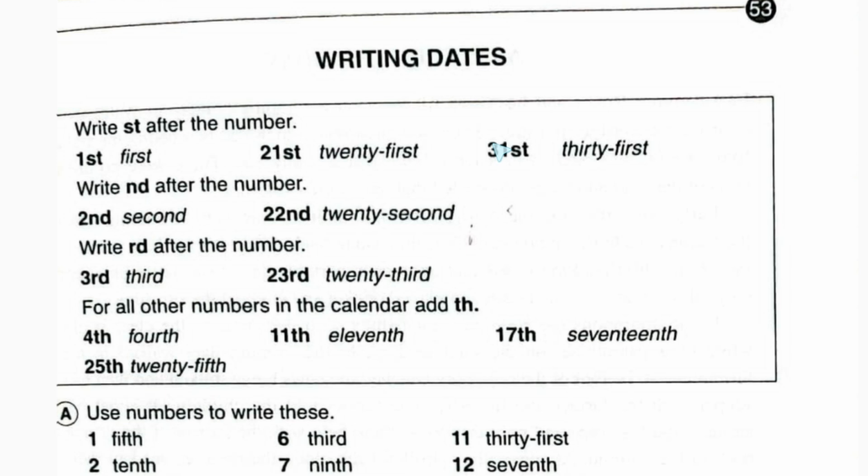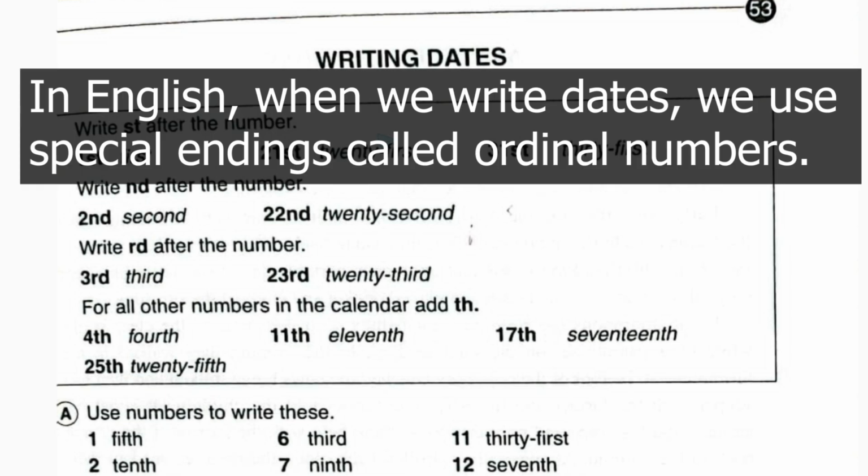Today we are going to learn how to write dates correctly in English using ordinal numbers. Let's get started. We are doing today Junior English Book 2, page number 53, and the topic is writing dates. In English, when we write dates, we use special endings called ordinal numbers. Let's look at some examples.